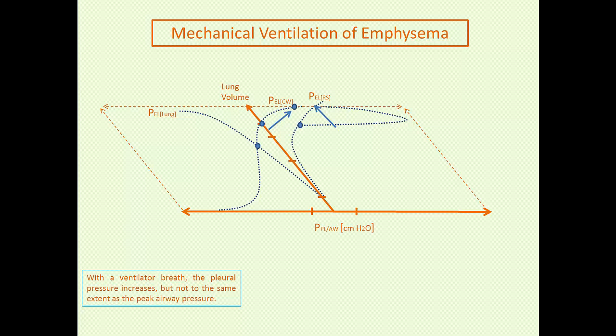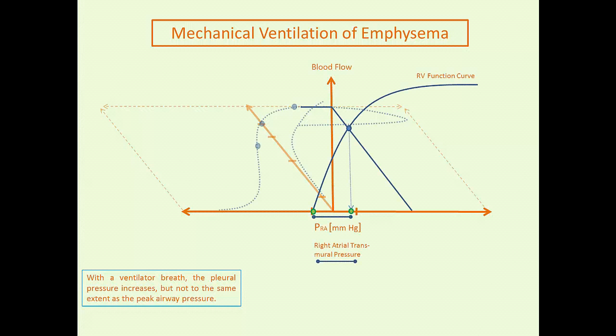Okay, so let's run through that with the Guyton analysis superimposed. Again, blood flow on the y-axis, and now it's right atrial pressure in millimeters of mercury on the x-axis. This is the distending pressure, this is your measured CVP here, and this is your cardiac output.